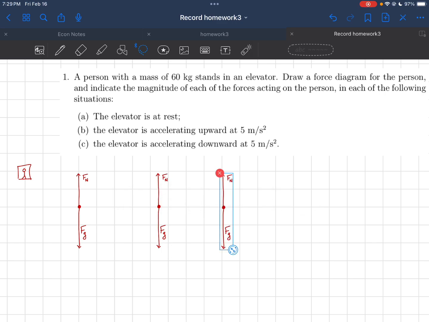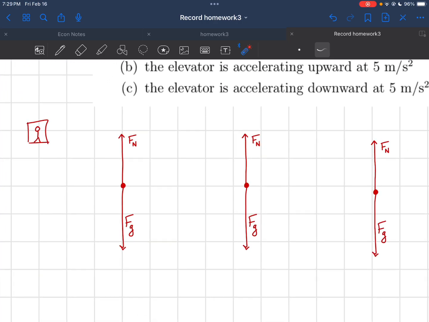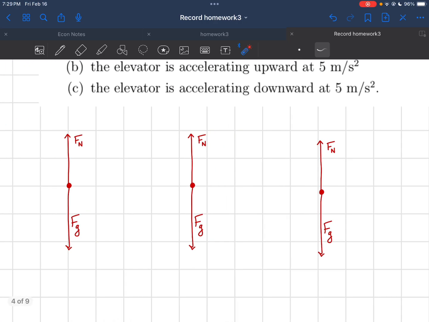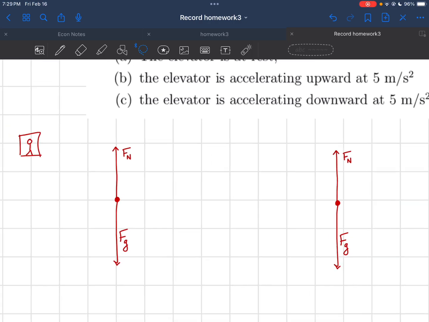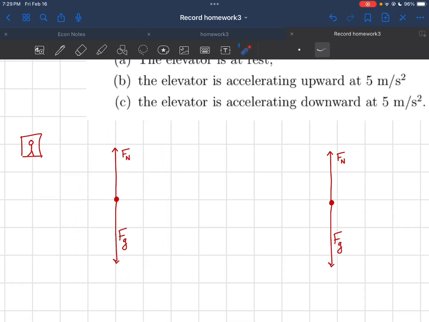Because no matter what the elevator is doing, my normal force isn't going to change directions. The floor is not going to pull down on my feet. It's only ever going to push upwards. So the only thing that'll change is the relative magnitudes of my normal force and my force of gravity. But we'll look at those when we set up our Newton's second law and solve for some numbers. In general, this is what our force diagrams are going to look like.